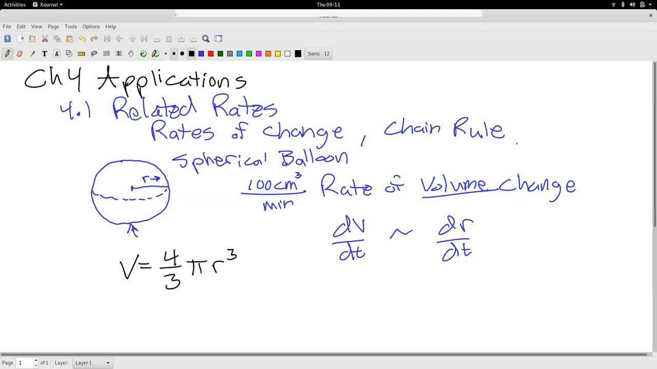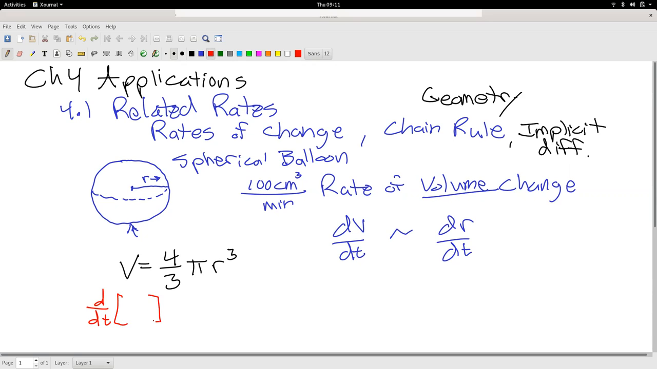In addition to the chain rule, I guess I should have put up here that we also need implicit differentiation. And then, most problems are going to involve some geometry. So then differentiating both sides of this, I want to differentiate the left side with respect to t, and the right side with respect to t, and just plop our things back in there.